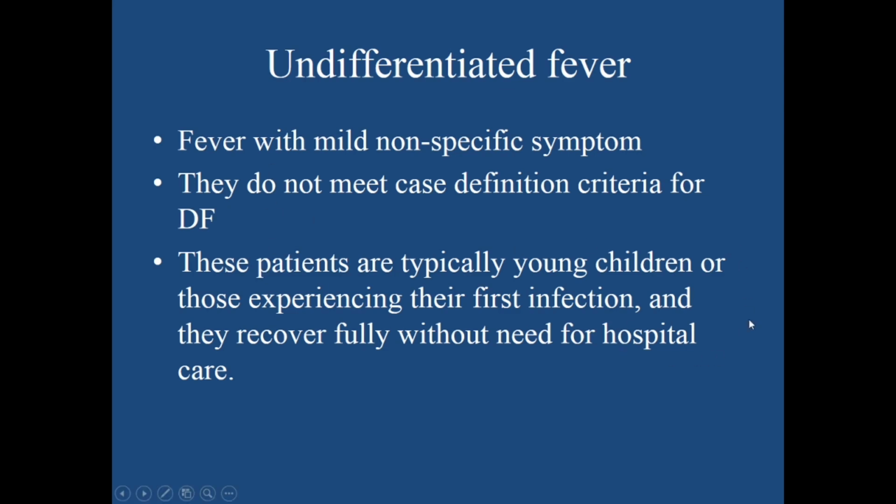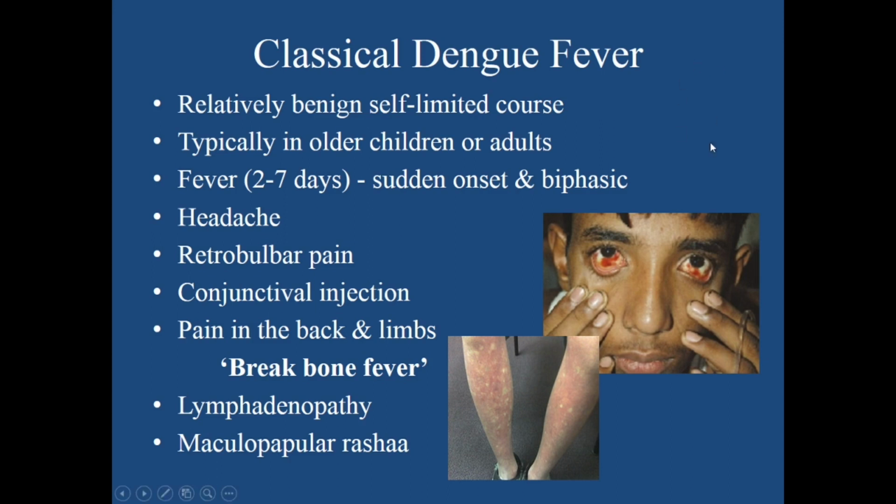They are typically young children or those experiencing the first infection. They recover without need for hospital care. And classical dengue fever is also relatively benign, with a self-limiting course, typically in older children or adults. There will be fever for 2 to 7 days, sudden onset, biphasic.